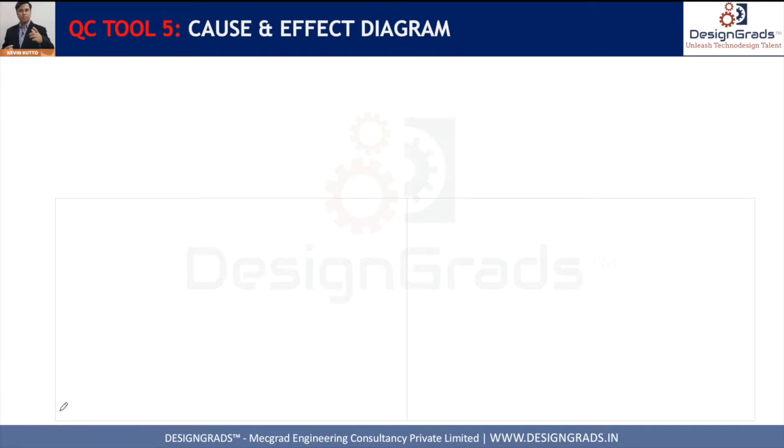Now we have understood how to collect the data, how to represent the data, how to prioritize the data, right? Prioritize the root causes. Cause and effect diagram is another powerful tool to identify root causes of the problem. Now there are many methods of finding root causes, but when the problem is complex and there could be multiple root causes of the same problem, then cause and effect diagram is going to help us.